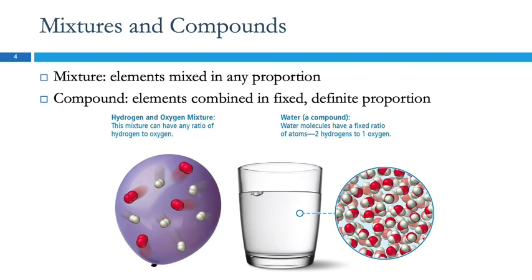So we've talked about mixtures and compounds before. A mixture is just elements mixed together, and the proportion could be anything, and it could change. So this balloon is an example of a mixture of hydrogen and oxygen elements. You could put more hydrogen in or put more oxygen in. You can change that ratio. In a compound, the ratio is always the same. So a glass of water here always is going to have 2 hydrogens for every 1 oxygen. And it doesn't matter where the compound was made or where it comes from, it's always going to have the same proportions.